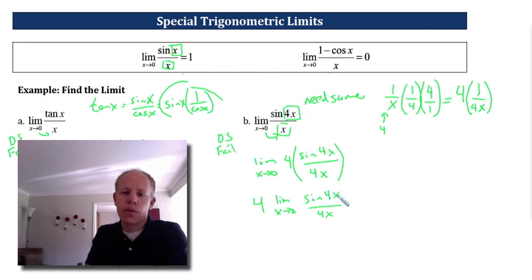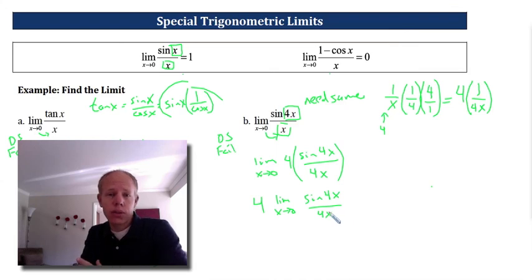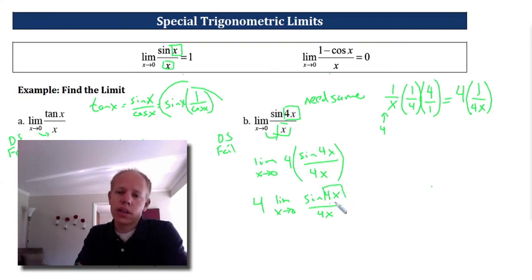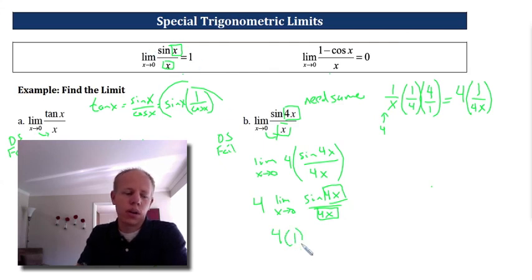So now we have sine of 4x over 4x. So here's where you really have to understand when you're dealing with variables in equations that they're just numbers. So if you have x over x, x is just a number and it's the same thing. So looking at this, 4x is just a number like x was, and 4x down here is the same number. And so this is the same thing as this. And so we really have 4 times 1, and our limit then is 4.